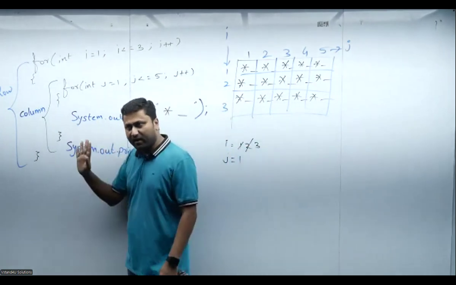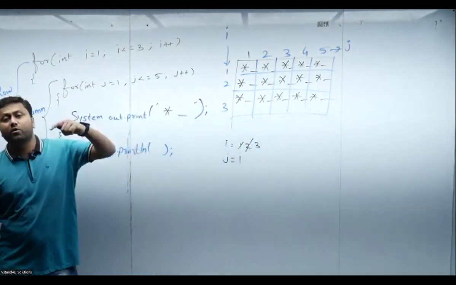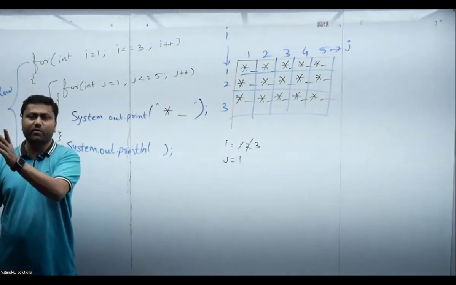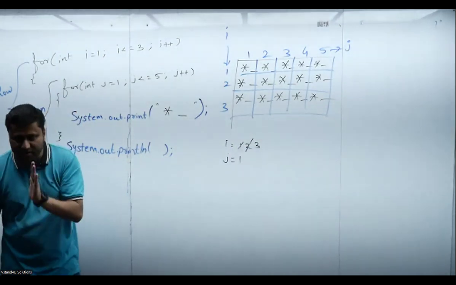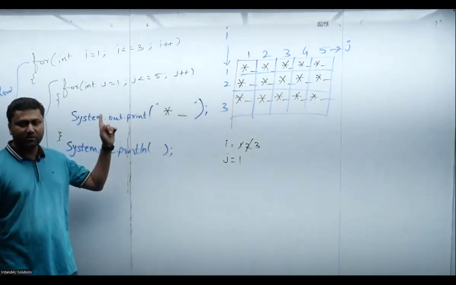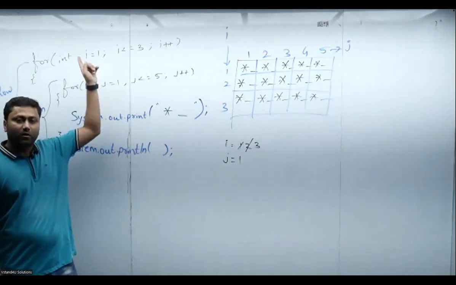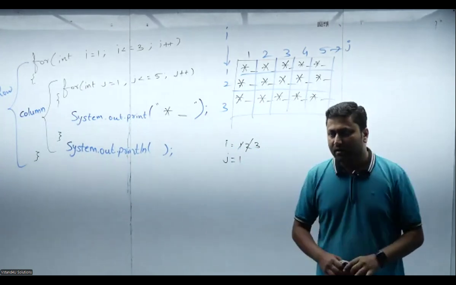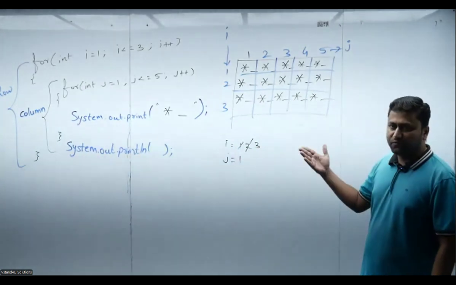Inner loop. I want how many rows? I. Within one row, how many I want is nothing but column. Column means jth loop. Row means ith loop. Can I expect you to remember this much? Pakka. Shall I move forward?